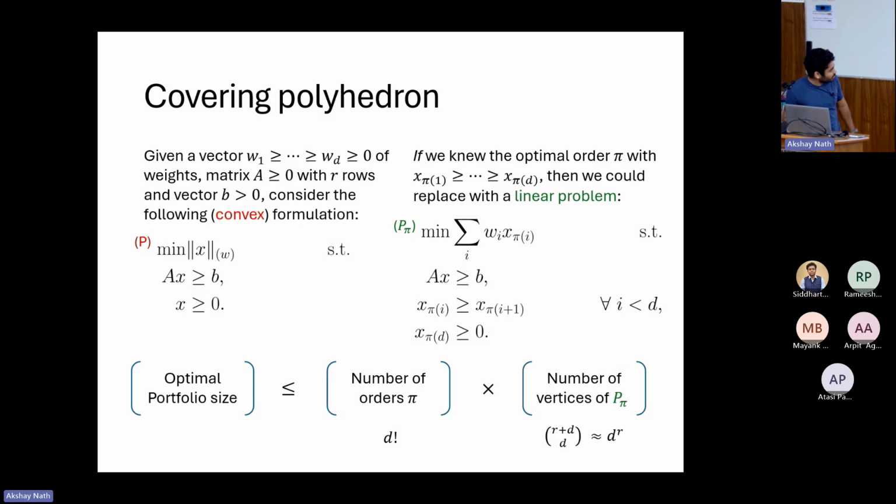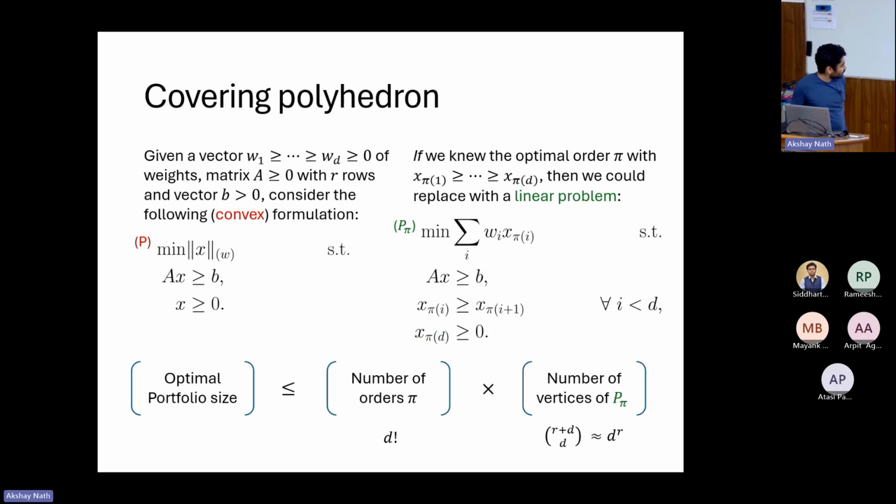And the number of vertices of P pi, now there are not d plus 1 inequalities, but well, suppose that A has R rows, and so you'll have R inequalities there, and there's another d of those. So you have R plus d choose d, which is roughly d to the R vertices of P pi, which is also bad because that's at least a polynomial in d. And so overall, you get something really poor. And so how do we go from something that's exponential in d to polylog in d, right? And I want to convince you that, of course, for constant R, you can actually do that.